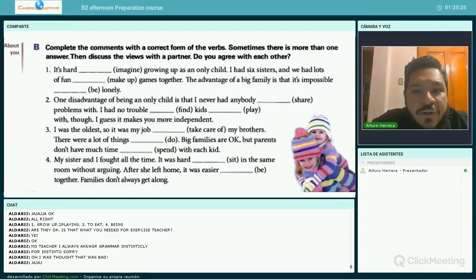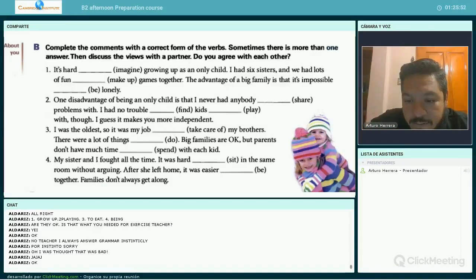Now, it's time for you to show me a little bit of your instinct. Let's complete the comments with a form of the verb. Sometimes there is more than one answer. Then discuss the views with a partner. You agree with each other, but guess what? There are no partners. So you are going to answer all of this, and we are going to discuss the answers. Okay? Good. Go ahead.